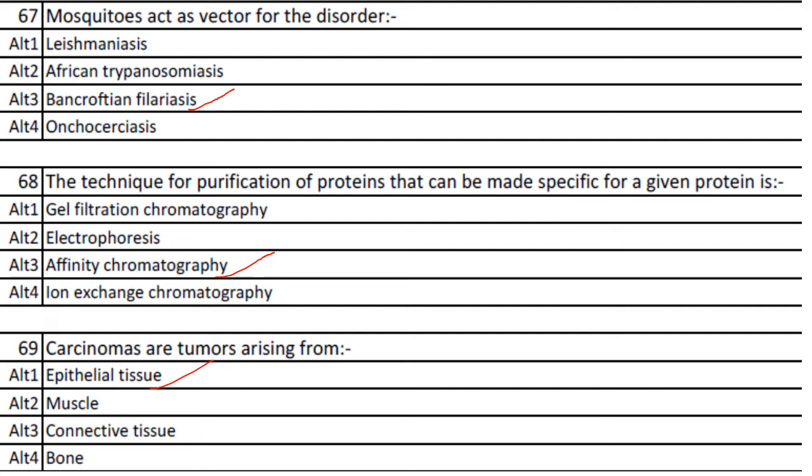The technique for purification of proteins that can be made specific for a given protein is. So if you want to specifically purify a particular protein of interest, then affinity chromatography is the best one, because that is based on the principle of binding of a particular protein to its ligand. That will be highly specific. That type of reaction, that is ligand to protein reaction, will be highly specific, and only a particular protein will be able to bind to the ligand during purification. So the technique for purification of protein that can be made specific, so specific I have asked, for a given protein is affinity chromatography. Carcinomas are tumors arising from epithelial tissues.